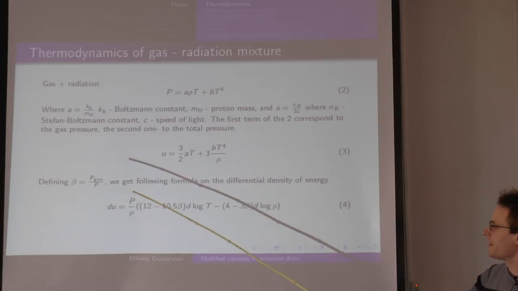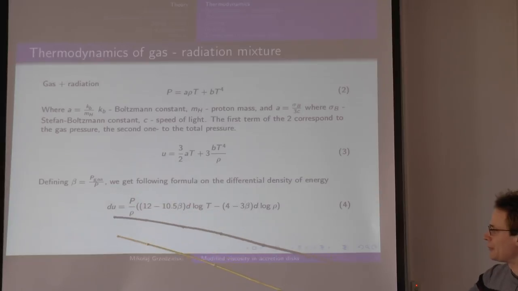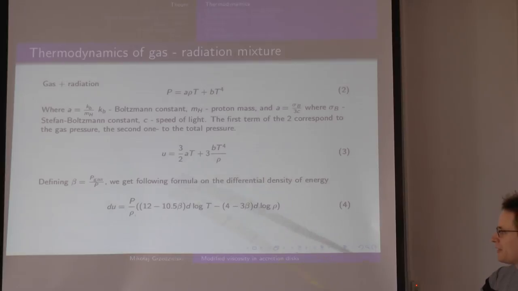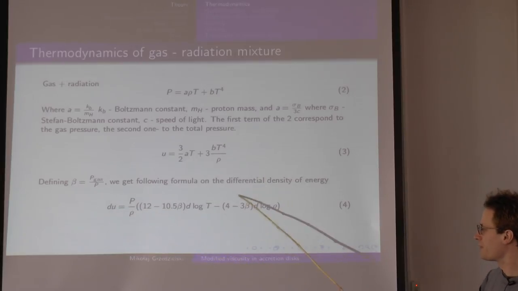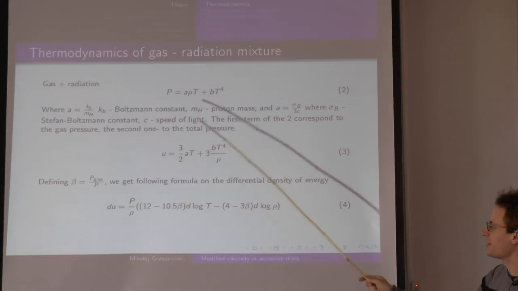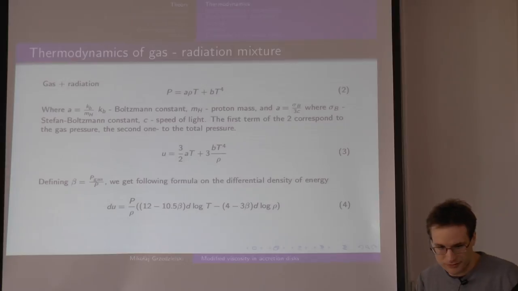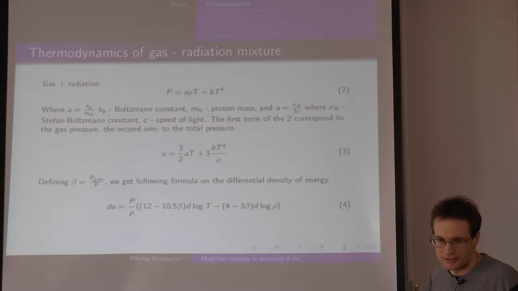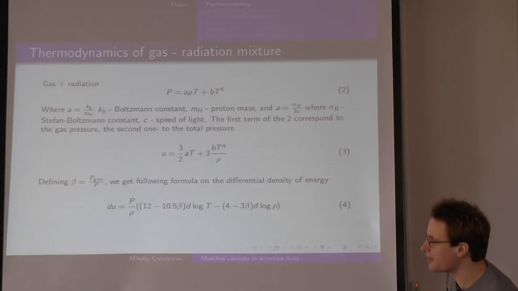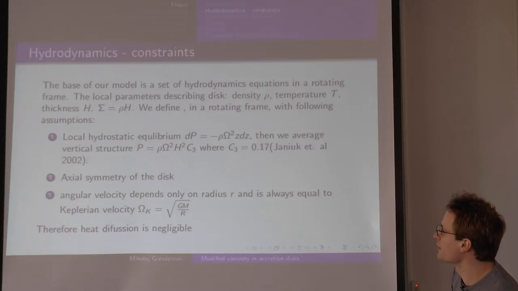Now, an accretion disk is plasma plus radiation, and we have an equation of state like that, and we can compute the internal energy per mass unit and the derivative of internal energy. This is very basic computation, a simple task for every student. And so we can continue.